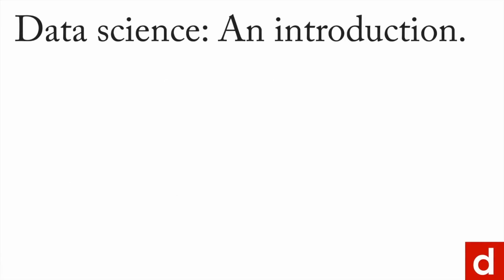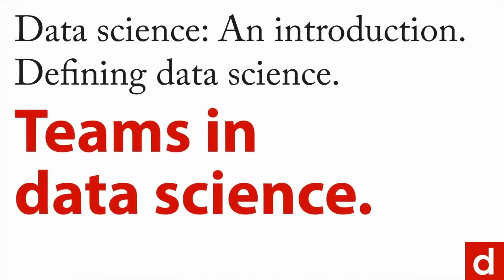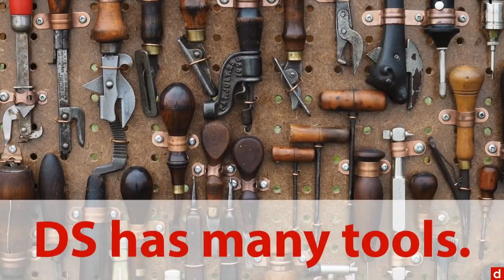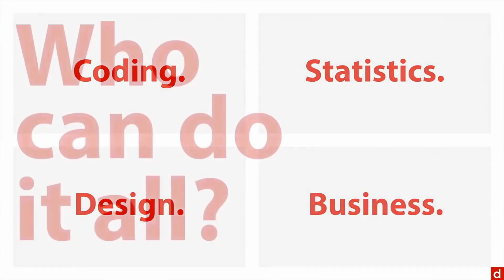The last thing I want to say in this data science introduction, where I'm trying to define data science, is to talk about teams in data science. The idea here is that data science has many different tools, and different people are going to be experts in each one of them. Now, you have, for instance, coding, and you have statistics. Also, you have fields like design or business and management that are involved. And the question, of course, is who can do all of it? Who's able to do all of these things at the level that we need?